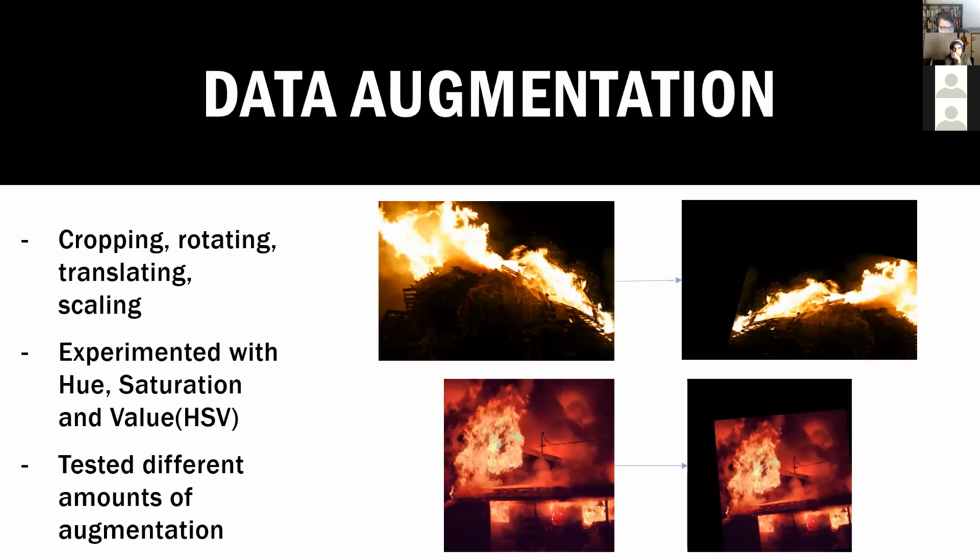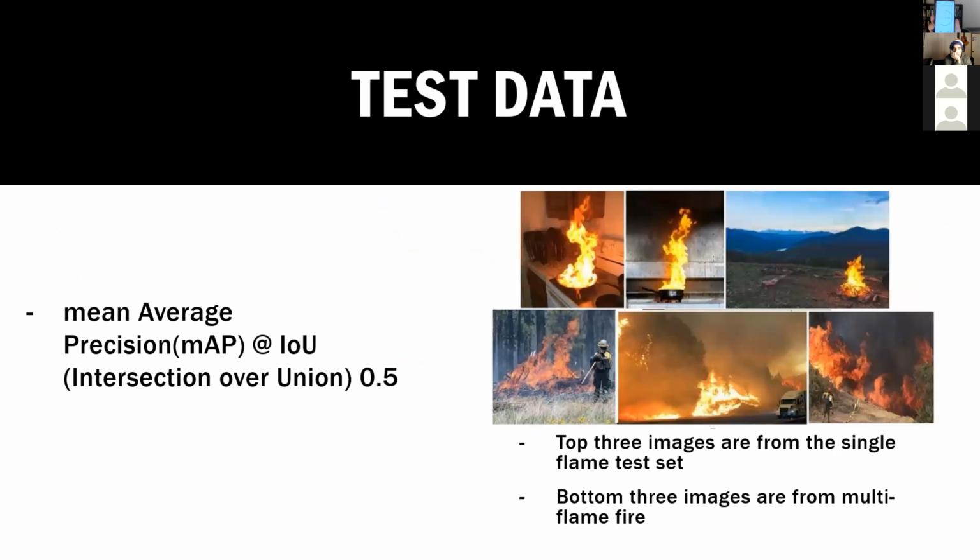I also tested whether applying hue, saturation, and value transformations to augment the images would increase how well the detection models can detect fire. I created 2 different test sets of around 200 images each to test the trained models. The first test set consists of images of more simple or single flame fire, and the second test set is a more difficult detection task since it has more complex multi-flame fire. The bottom 3 images are from emergency scenarios. I used the mean average precision metric at an IOU of 0.5 to perform my tests.